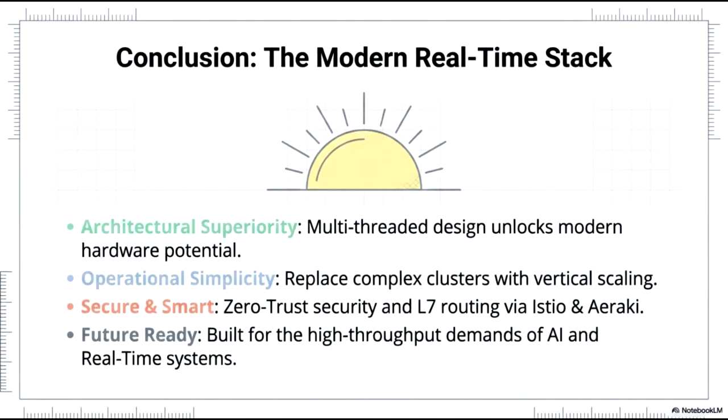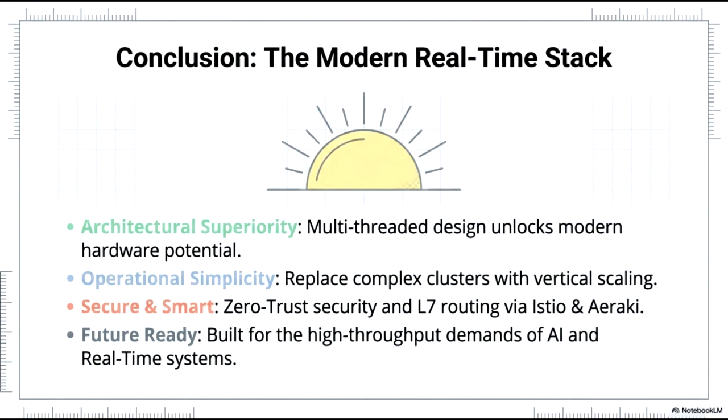To conclude, the modern real-time stack represents a paradigm shift in how we build and manage infrastructure. Its architectural superiority is rooted in a multi-threaded design that unlocks the full potential of modern hardware. This foundation allows for operational simplicity, enabling us to replace complex, fragmented clusters with the efficiency of vertical scaling.